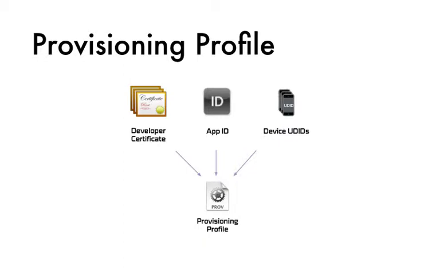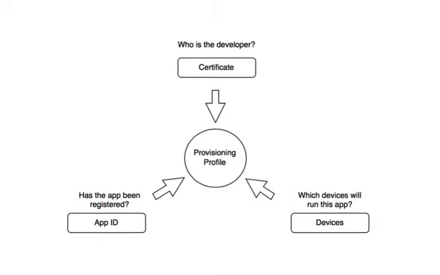So when you, for example, download the app from App Manager and the app cannot be installed, you probably need to check these three things: whether the certificate is correct, whether the app ID is correct, so you check inside your member center and check the bundle ID, and whether this device is added into the provisioning profile.